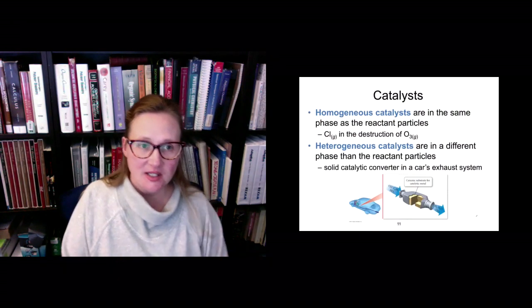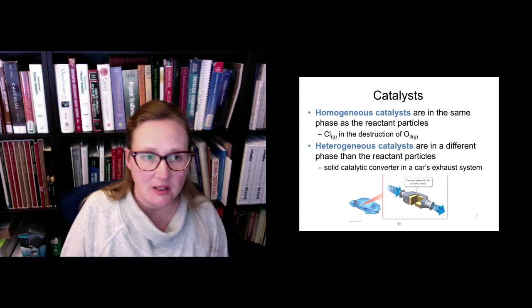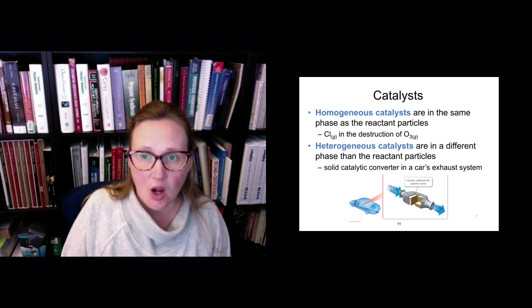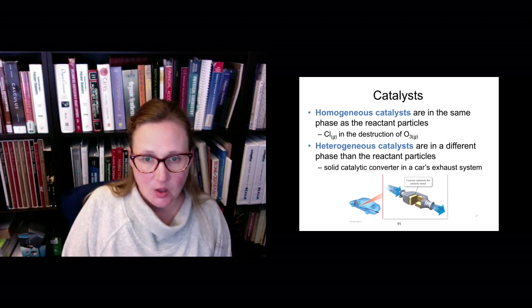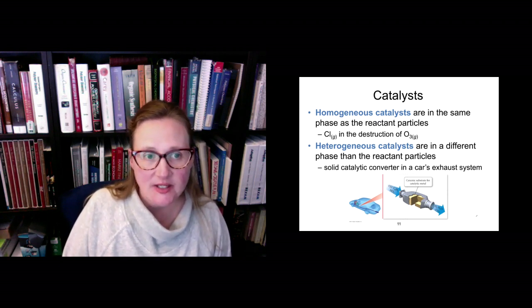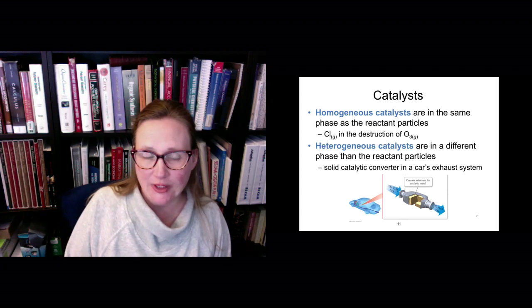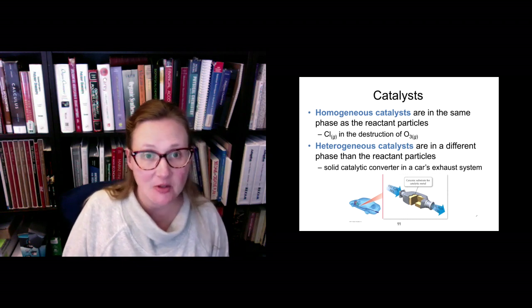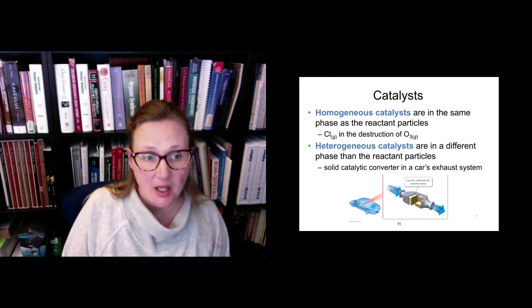All right, so let's consider these types of catalysts. So the homogeneous catalysts are the ones that are in the same phase. So we talked about the example of chlorine atoms, chlorine gas, destroying the ozone layer, so O3. That's an example of a homogeneous catalyst.